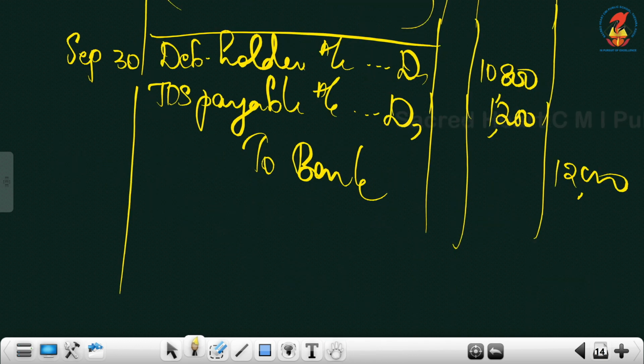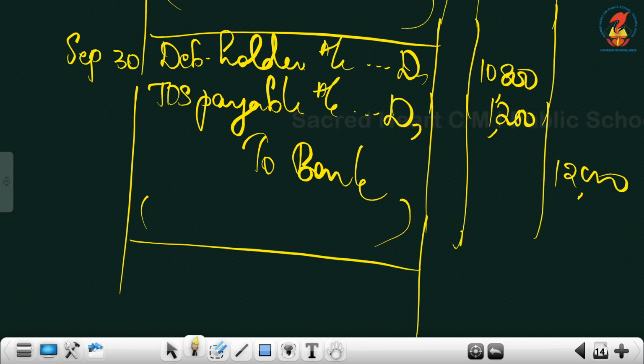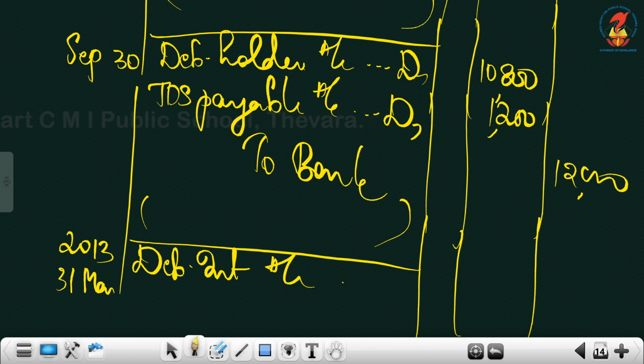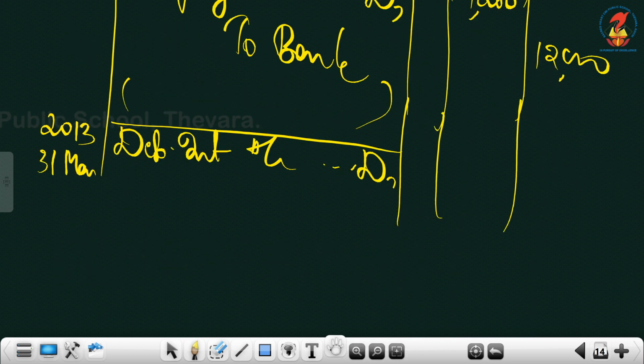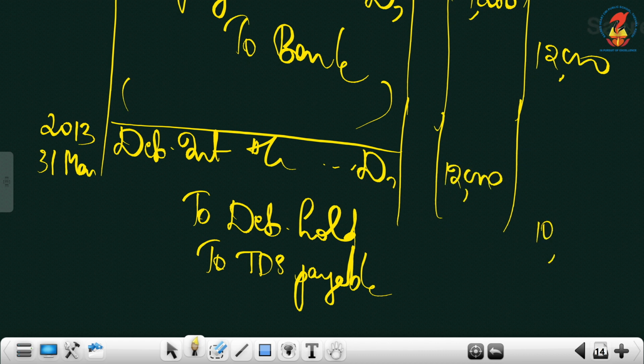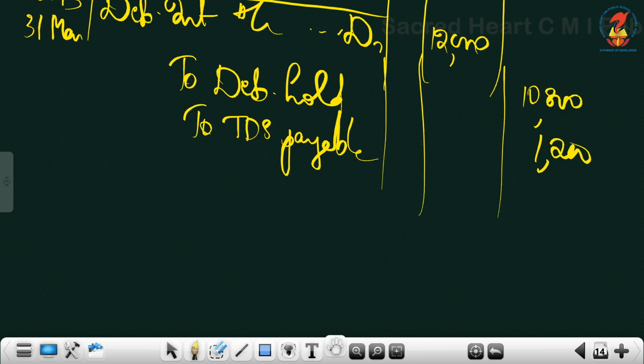Then we will repeat these two entries again since it is half yearly. Again on 31st March 2013 you have to repeat these, that is debenture interest account debtor to debenture holders, to TDS payable. Same, copy paste the first entry, you copy paste here 12,000, 10,800, 1,200. No more calculations needed, it would be the same.